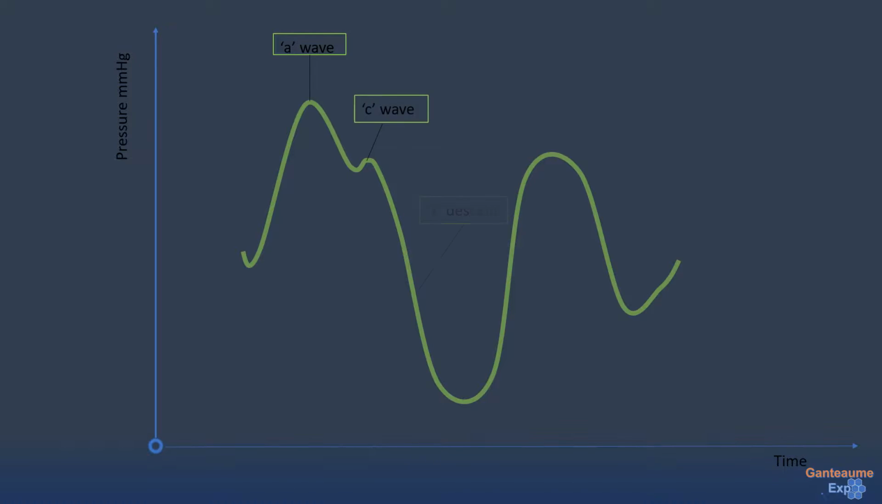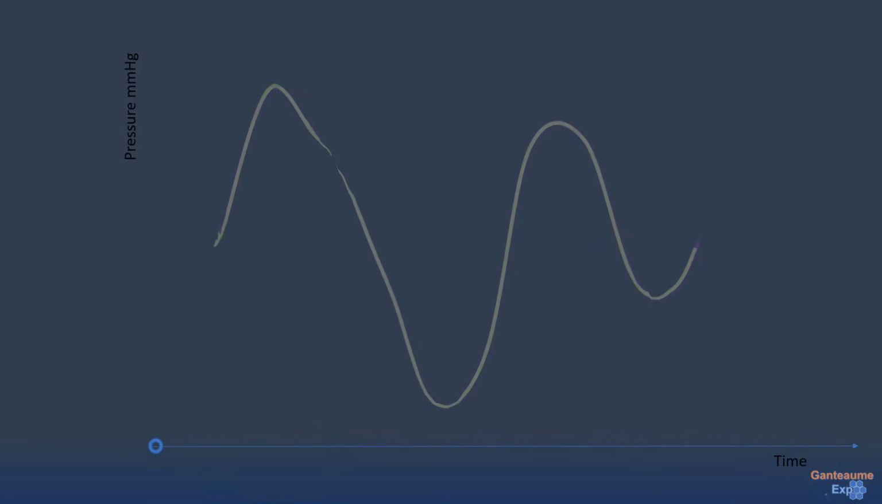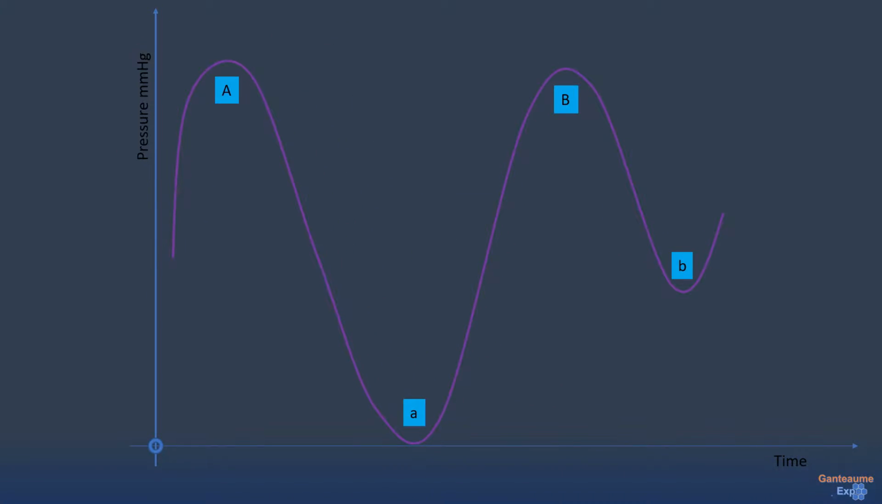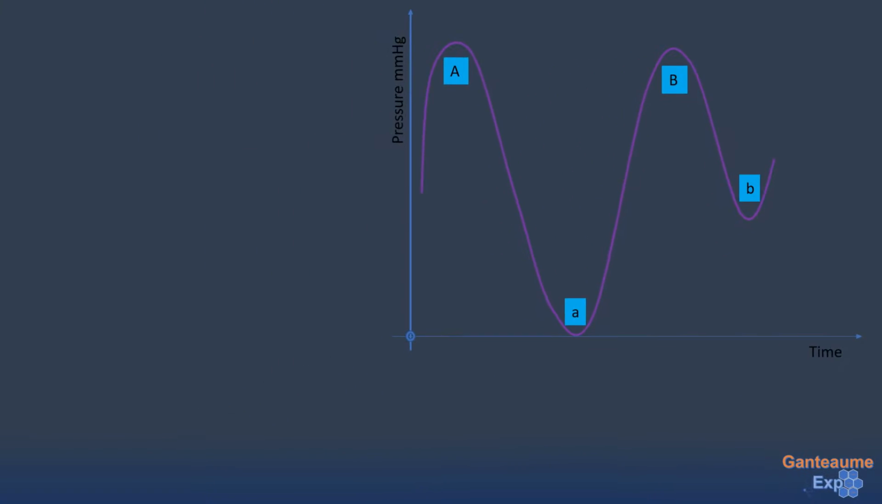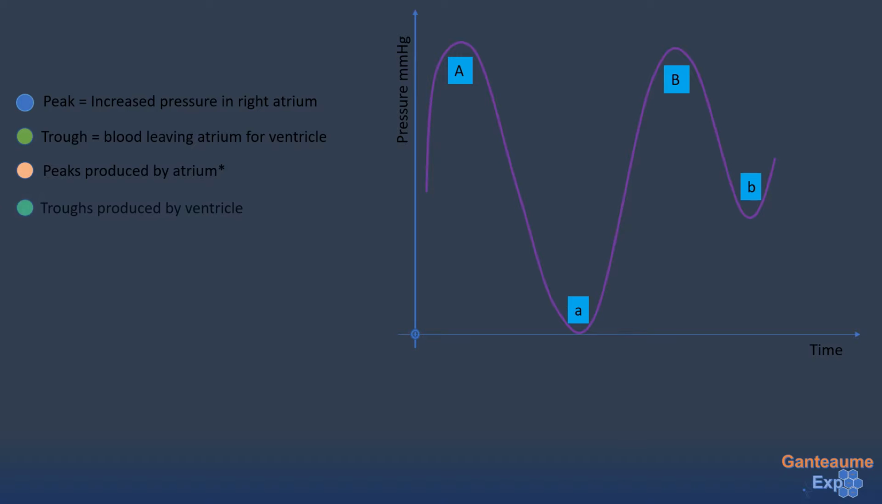Let's look at the normal JVP waveform with its fluctuating pressures. We have five main components, and we are expected to know what they represent. First, we can study a simplified version, and it shows two peaks and two troughs. To understand the JVP, we must understand five rules. Most of them are quite obvious.